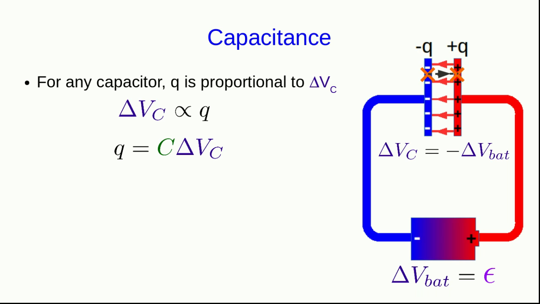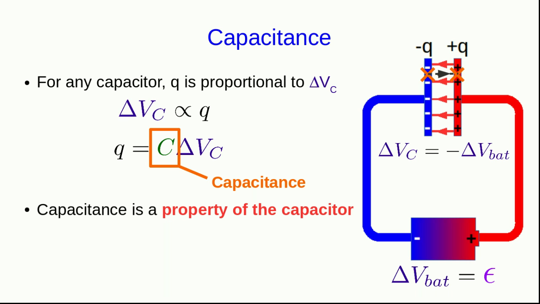Well, that means we can write an equation that says the charge on the plates is just some proportionality constant times the potential difference between the plates. And that proportionality constant is what we call the capacitance of the capacitor.